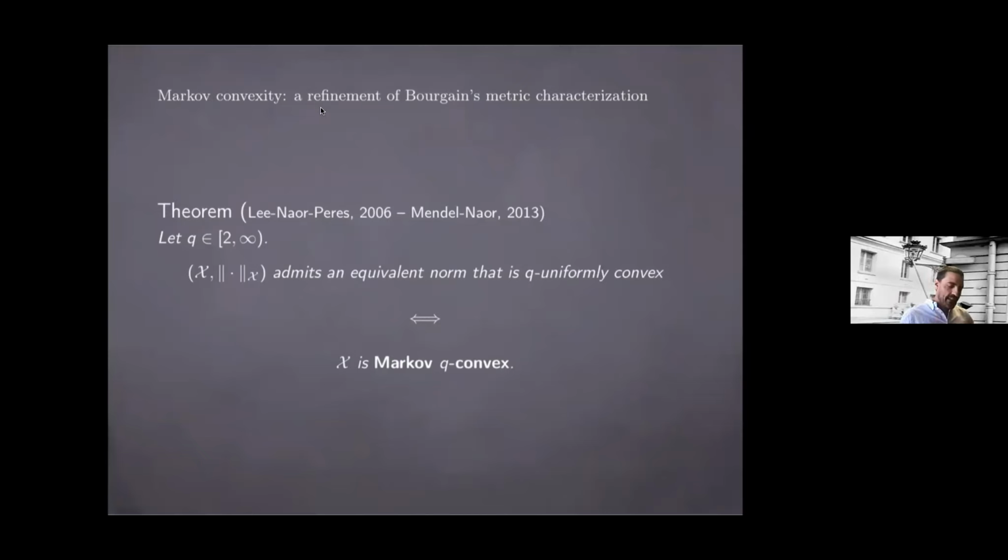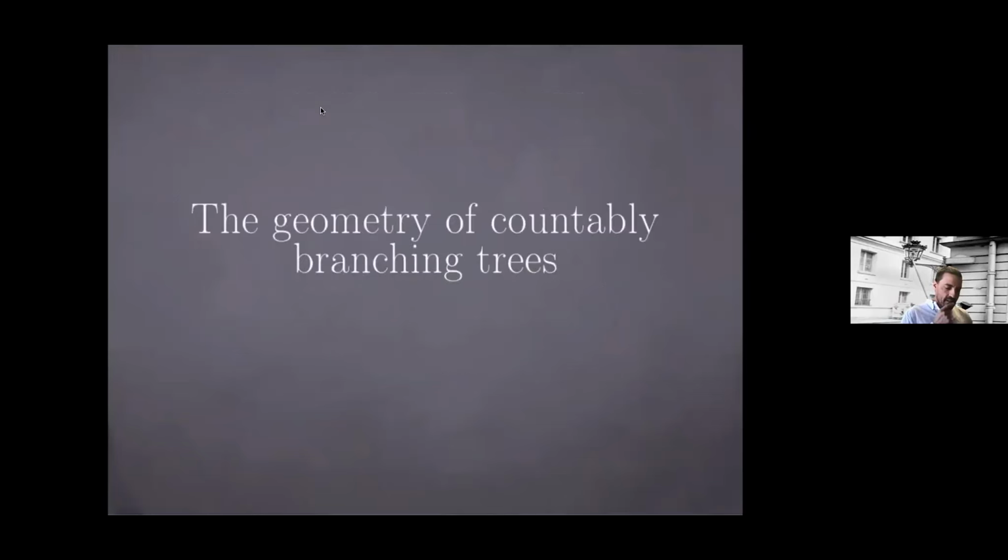All right. And they also gave a different proof of the first implication, and I will get back to this later because for us it was important, the new approach that they used. All right. Now, what about the geometry of countable branching trees?